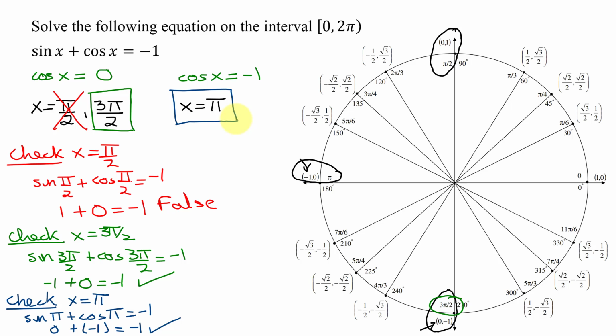So this equation has two solutions, x equals pi and x equals 3 pi over 2.